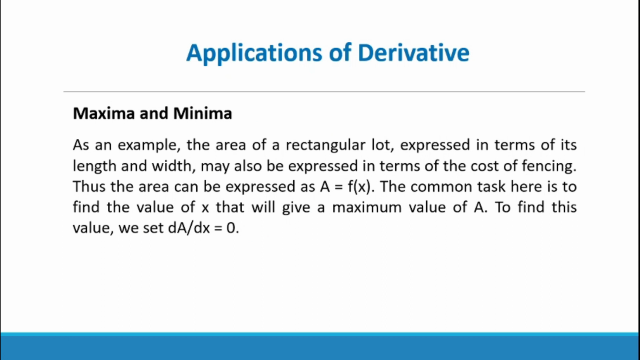Maxima and minima. As an example, the area of a rectangular lot expressed in terms of its length and width may also be expressed in terms of the cost of fencing. Thus, the area can be expressed as A is equal to a function of x. The common task here is to find the value of x that will give a maximum value of A. To find this value, we set dA over dx and equate it to 0.